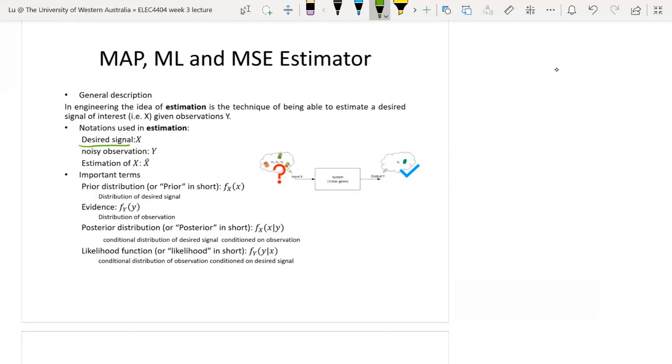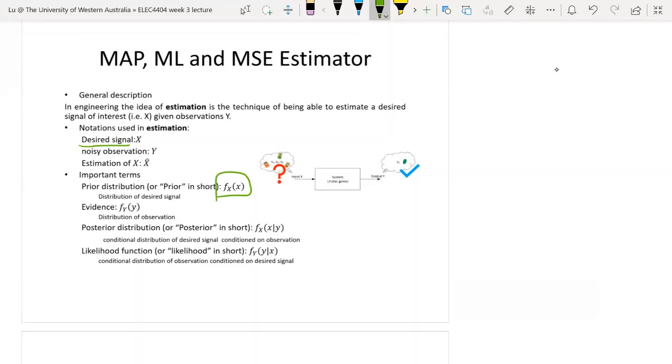And some other important terms, including the prior distribution. The prior is used to describe the input variable X. So the distribution of this X, the input variable, is called the prior distribution. Normally we use f_X(x) to denote it. In our example discussed here, this f_X, the prior distribution, is talking about the marginal PMF of the tic-tac packs.